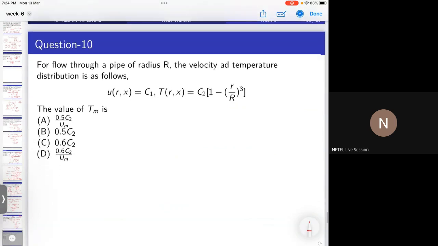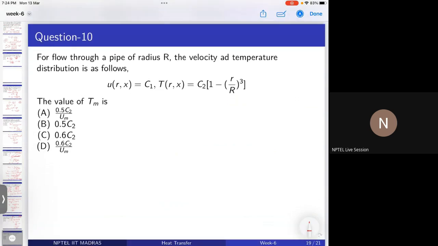So this is a question about bulk mean temperature. This was a GATE question that was asked in previous years. So we have a flow through a pipe of radius r. The velocity and temperature distributions are given. We are asked to find the mixing cup temperature, or the bulk mean temperature, of the fluid. So what is the value of bulk mean temperature?